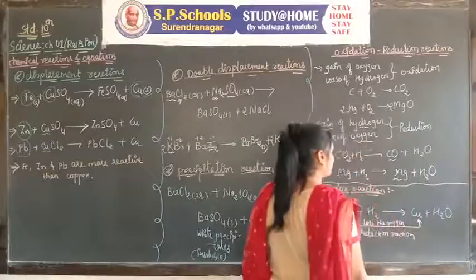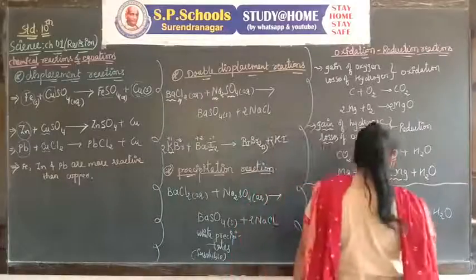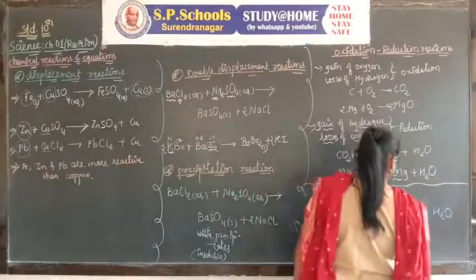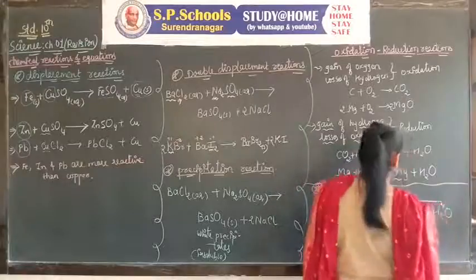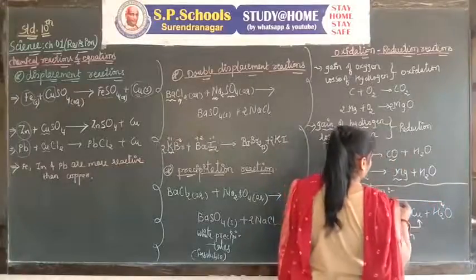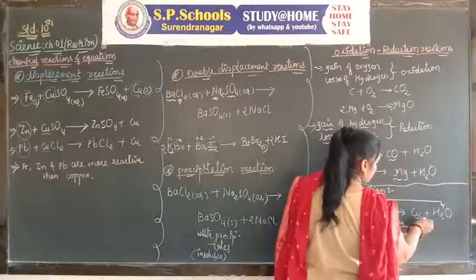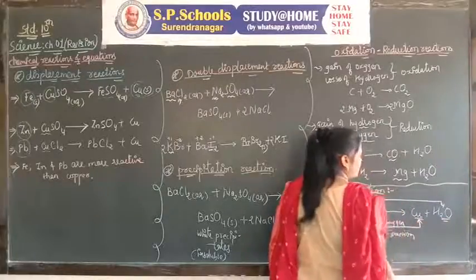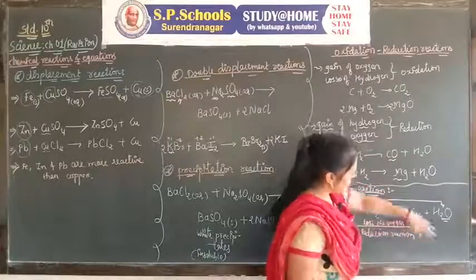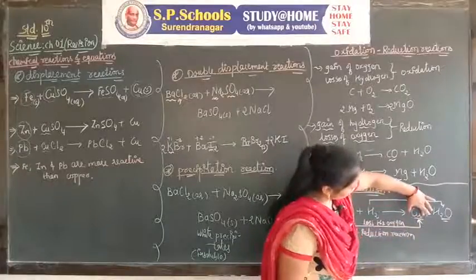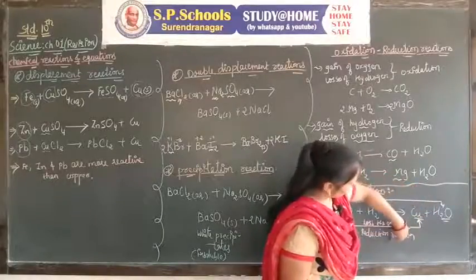In the case of H2 it undergoes conversion into H2O. So here there is a gain of oxygen. You have to concentrate on the product. So here the Cu has no oxygen, it lost oxygen. So it is called reduction reaction.